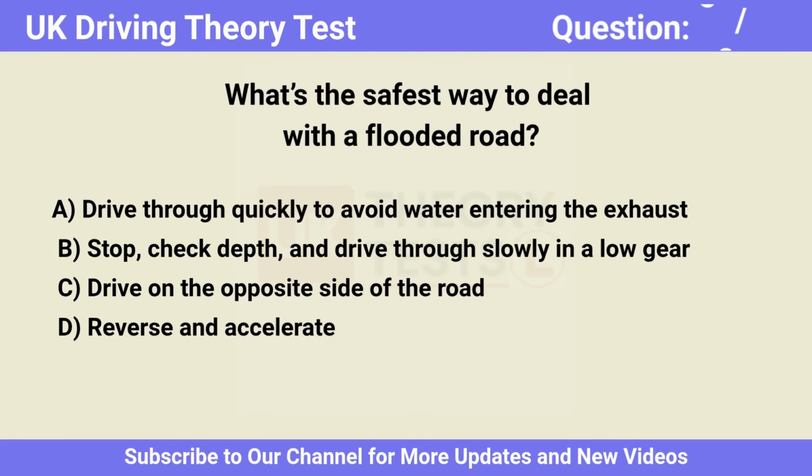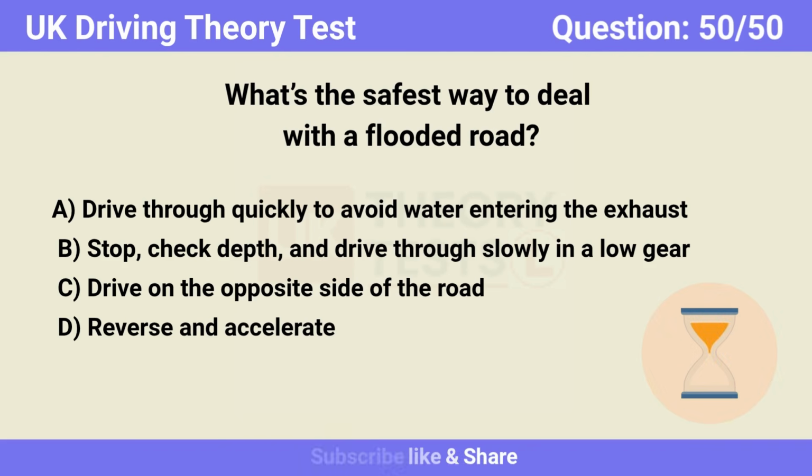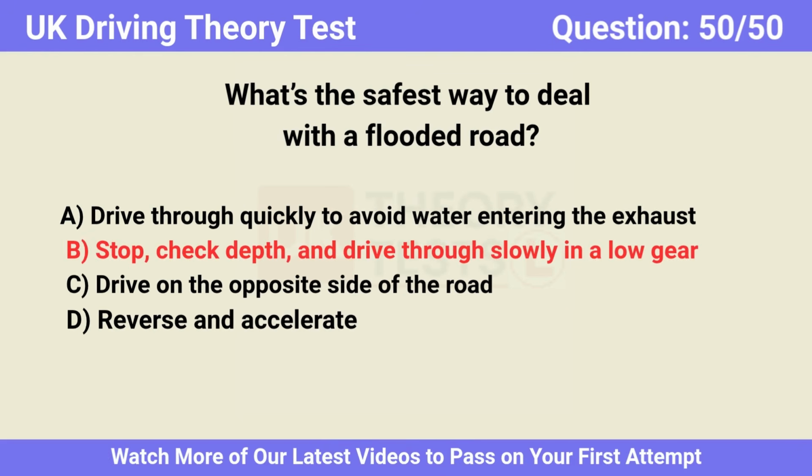What's the safest way to deal with a flooded road? A. Drive through quickly to avoid water entering the exhaust. B. Stop, check depth, and drive through slowly in a low gear. C. Drive on the opposite side of the road. D. Reverse and accelerate. Correct option is B. Stop, check depth, and drive through slowly in a low gear.